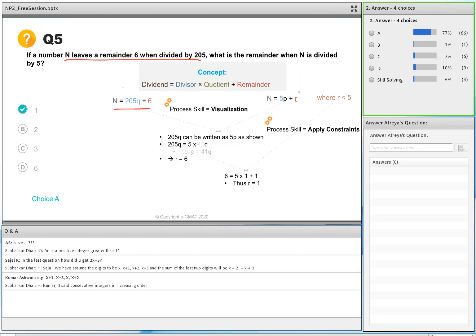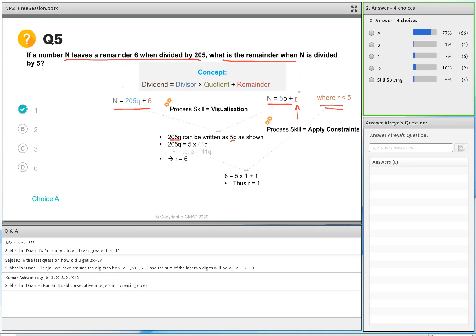The second part of the question asks me what is the remainder when n is divided by 5. So the divisor here is 5. So I write n to be equal to 5p plus r. A very important constraint to note: r is less than 5. Now, I'll come to that part where people have marked option D as the answer, but let's solve this question first. Now, again, like the previous question, we have two different equations. The LHS of these two equations are the same. So that is the reason we'll try to make them equal. What I'll do is try to write 205q in terms of 5p to get to the value of r and to check whether I'm getting to the value of r or not.